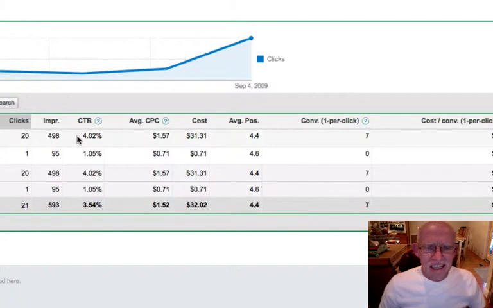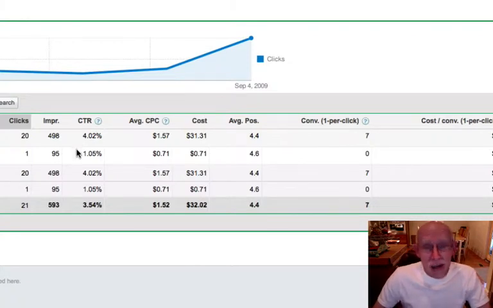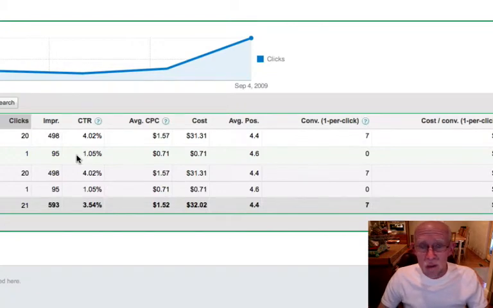I got a click-through rate of 4.02% on my search, which is very good. That's double what you consider a good campaign. So I'm very happy with that. I got a 1% click-through rate on my content network as well. That's also very good. Very pleased with that.